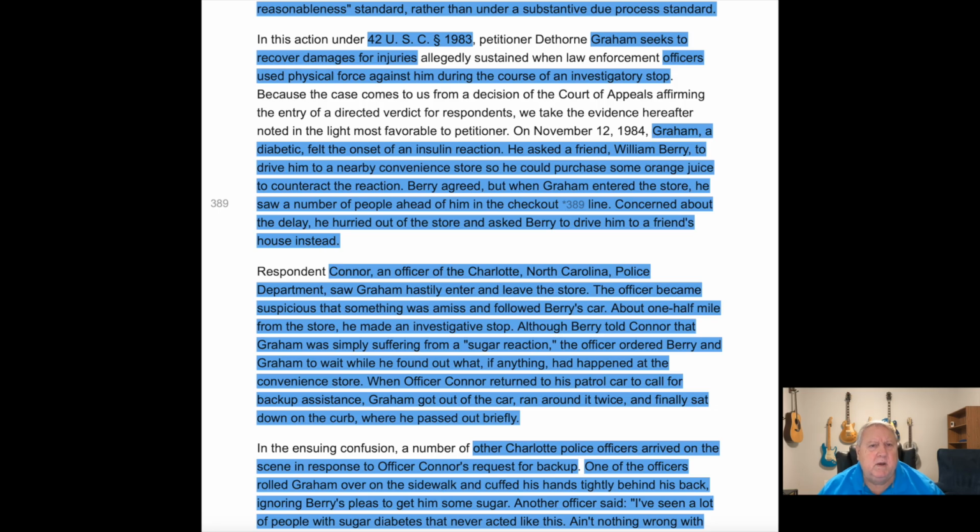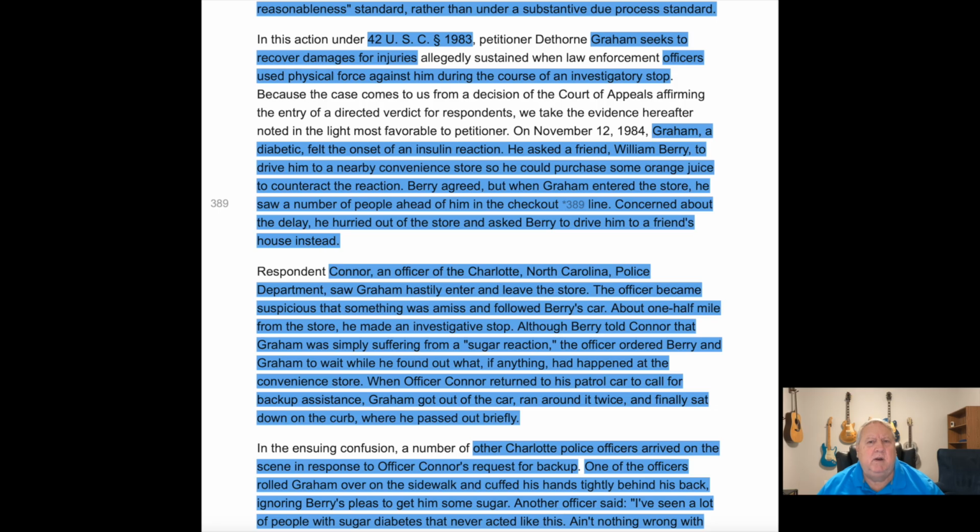Should be okay now. So continuing on, Respondent Connor, an officer of the Charlotte, North Carolina Police Department, saw Graham hastily enter and leave the store. The officer became suspicious that something was amiss and followed Berry's car. About a half mile from the store, he made an investigative stop. Although Berry told Connor that Graham was simply suffering from a sugar reaction, the officer ordered Berry and Graham to wait while he found out what, if anything, had happened at the convenience store.